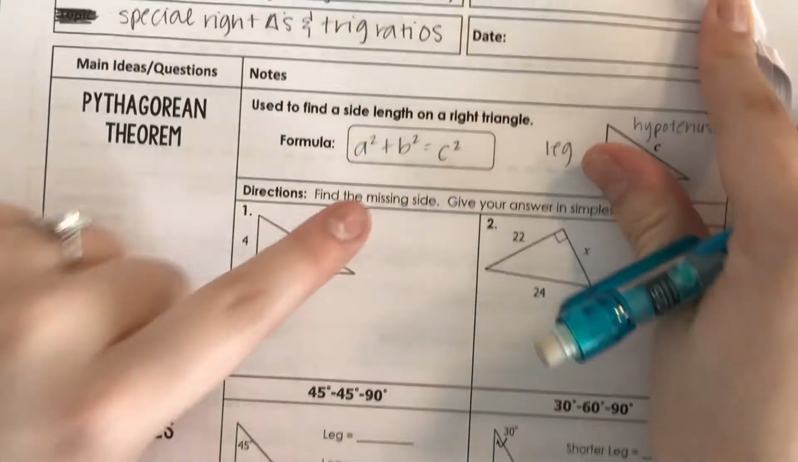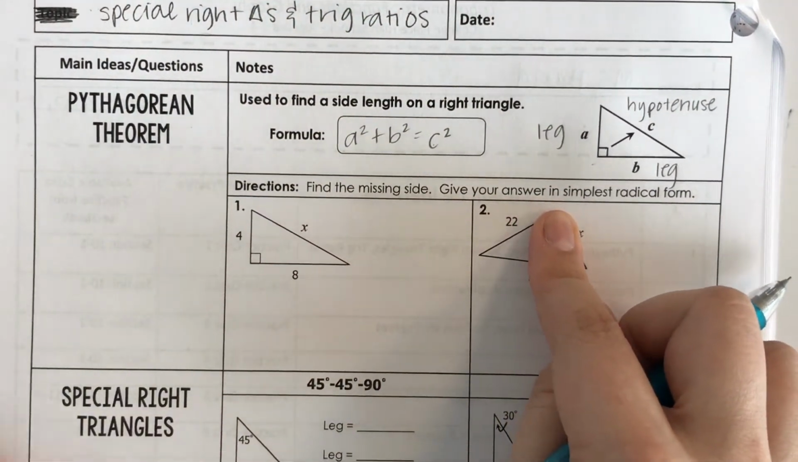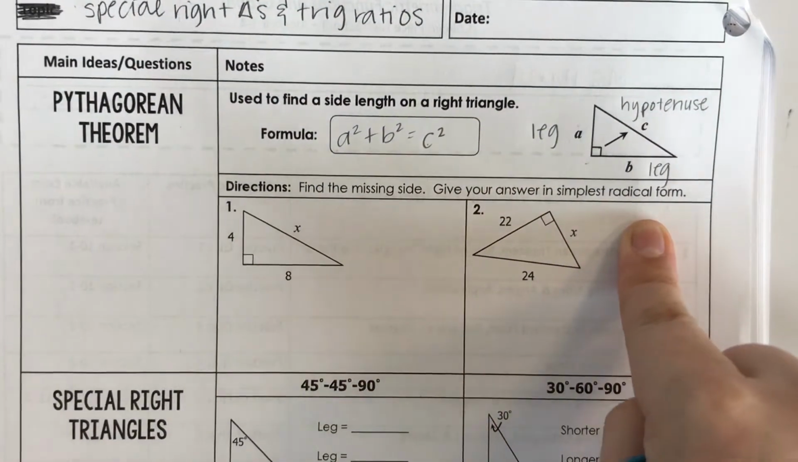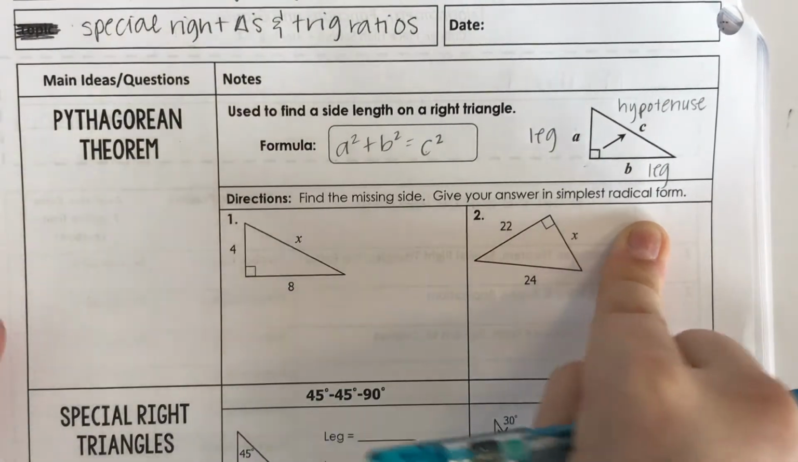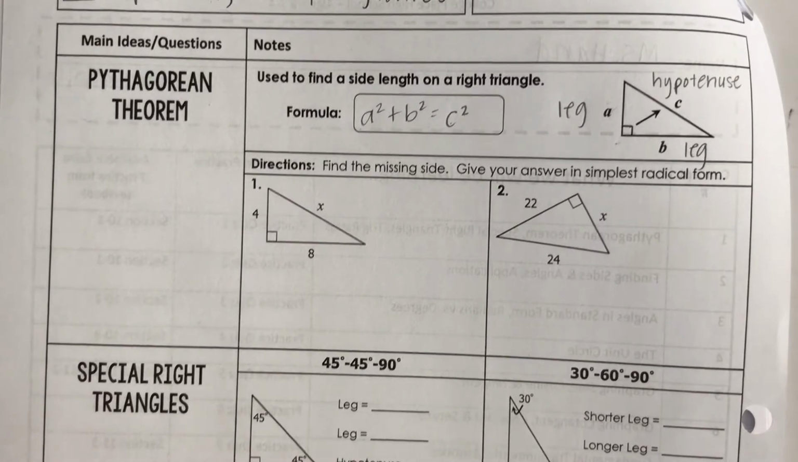So, find the missing side. Give your answer in simplest radical form. So, we're just gonna approximate using a calculator. Okay. Speaking of which, I need to find a calculator. Give me 1 second. Okay, I got my calculator, so we're all good to go.